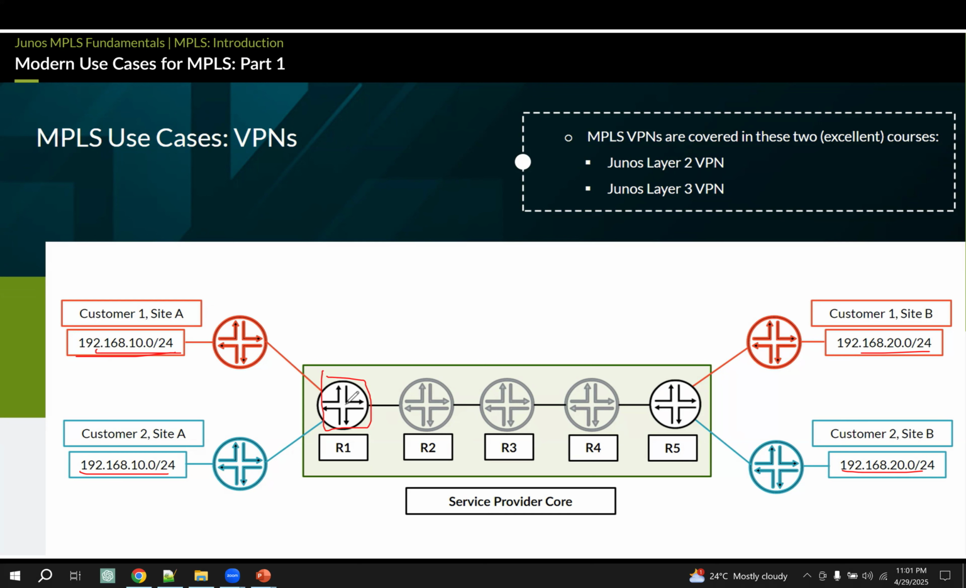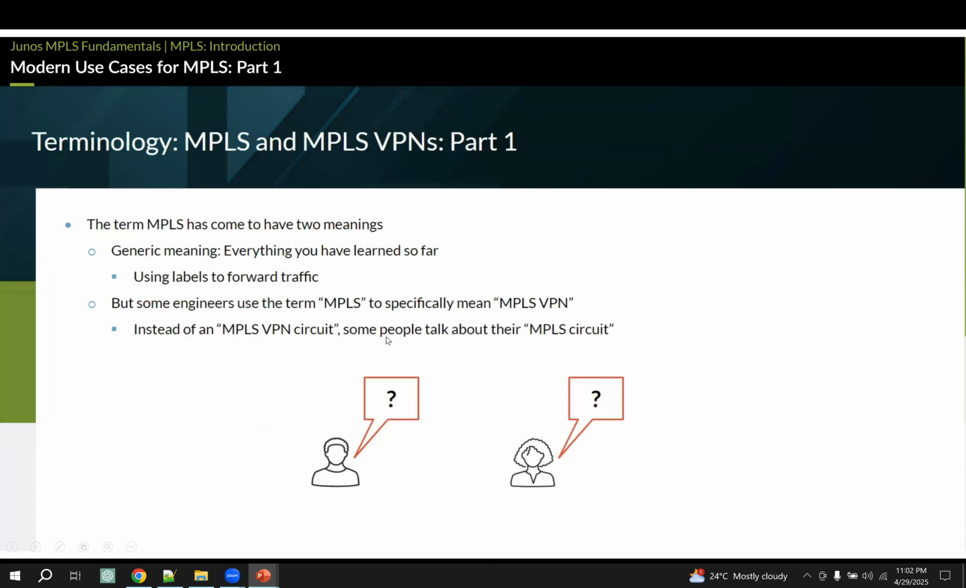If we deploy MPLS here, we can configure MPLS L3 VPN. After that, we can give an L3 VPN solution to these customers. That is easy with MPLS, but that is not easy with IP routing. That means with IGP or BGP, that is not possible.